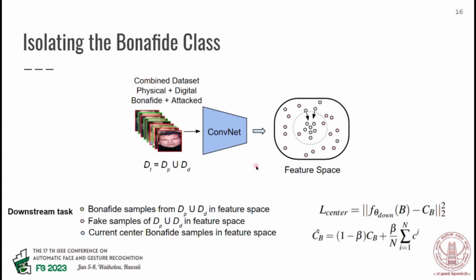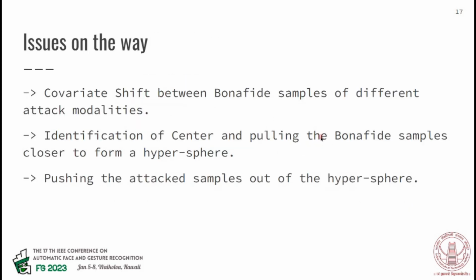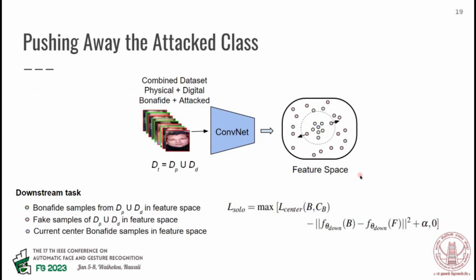To address that, we train our model on the combination of physical as well as digital attacks, and we train it using a center loss. So for that, a center is initialized which pulls all the bona fide samples closer to the center. The next problem would be to push away the attacked samples out of the hypersphere. For that, we make use of a triplet loss where we set the radius of the hypersphere as alpha, and all the attacked samples inside the hypersphere are pushed away using this triplet loss.